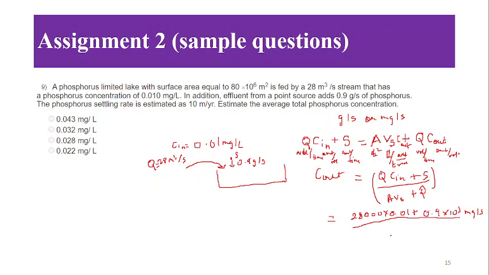0.9 into 1000 milligram per second, and next is AVS. So A is here 80 into 10 to power 6 meter square, into Vs is 10 meter per year. So you need to convert that year to second. So that will be 10 upon, in 1 year there are 365 days, and 365 days have 24 hours, and 24 hours have 3600 seconds. So we need to convert that.